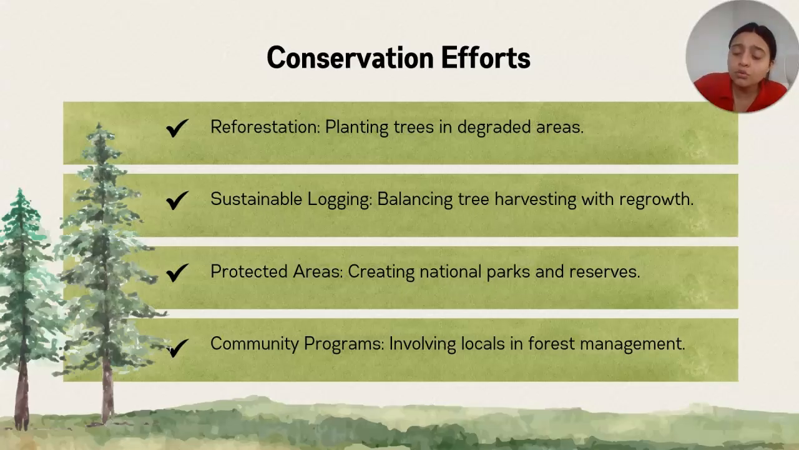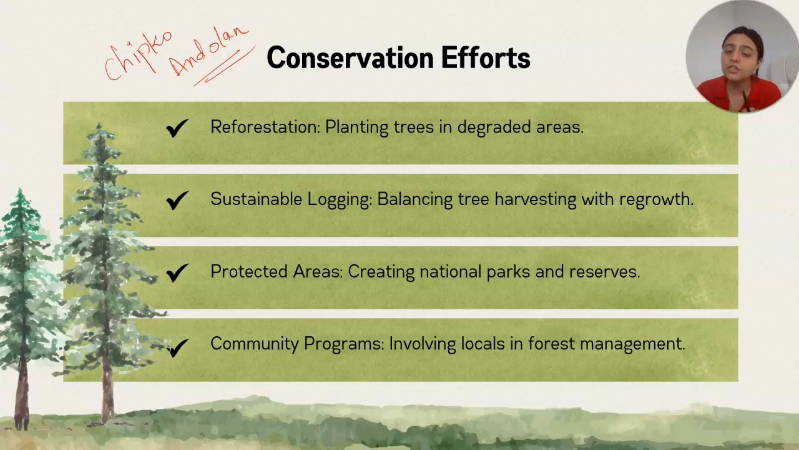So what can we do to conserve the forest? So we can do reforestation. Apart from deforestation, we should follow reforestation, sustainable logging, balancing tree harvesting with regrowth, protecting the areas, or community programs. There are many andolans which have been performed in order to conserve the forest. We all know about the Chipko Andolan. Okay, Uttarakhand, right? So it was done by the society to conserve the trees. So such type of community programs must be followed in order to conserve the trees.